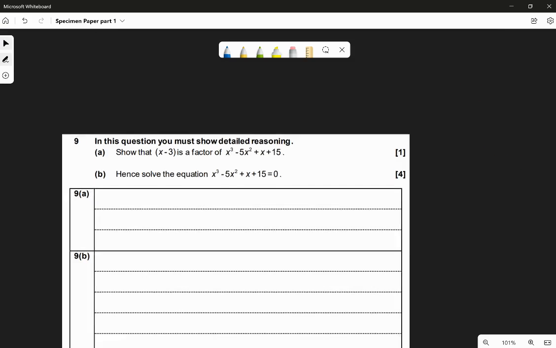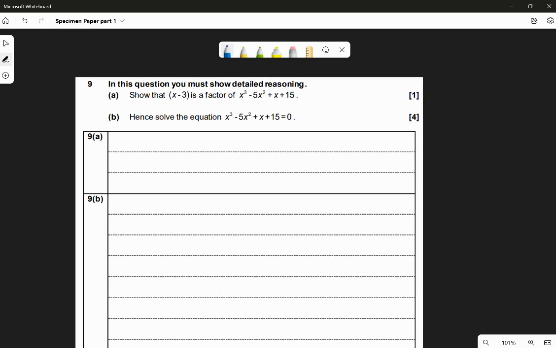Right, question 9. The factor theorem, brilliant. So in this question, you must show detailed reasoning as normal. Show that x minus 3 is a factor of this cubic, x cubed minus 5x squared plus x plus 15.